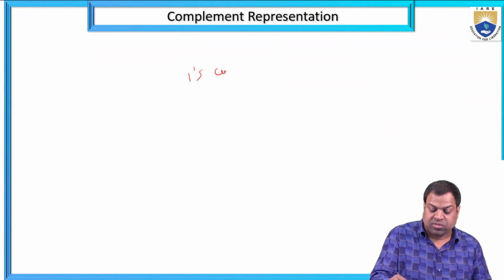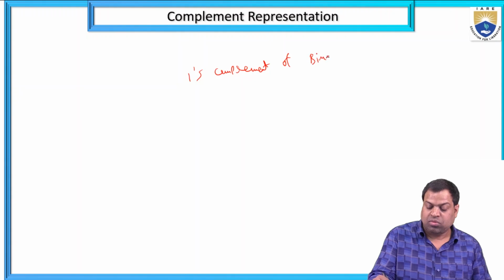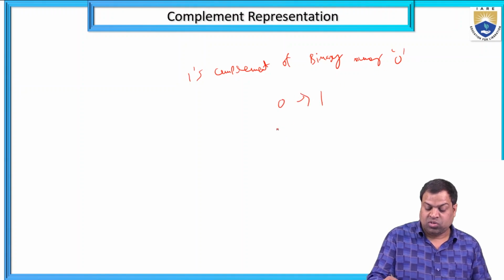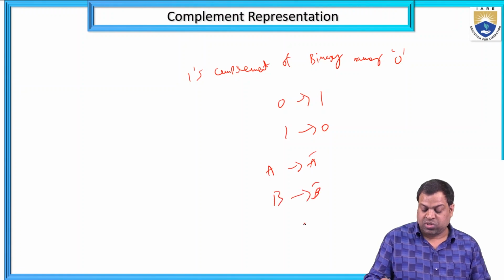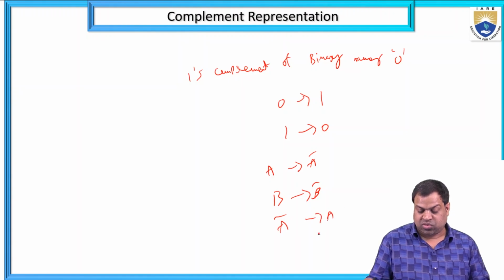1's complement of binary number 0 means 1. 1's complement of binary number 1 means 0. Complement of A means A bar. Complement of B means B bar. Complement of A bar means A, like this. So we are complementing the input.